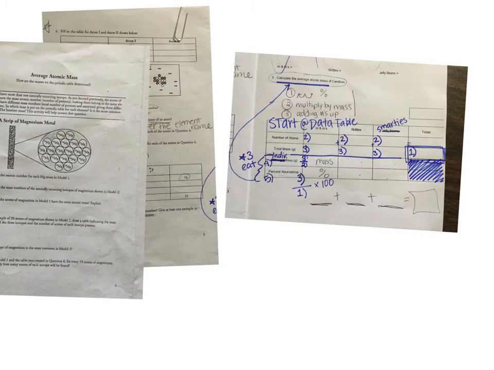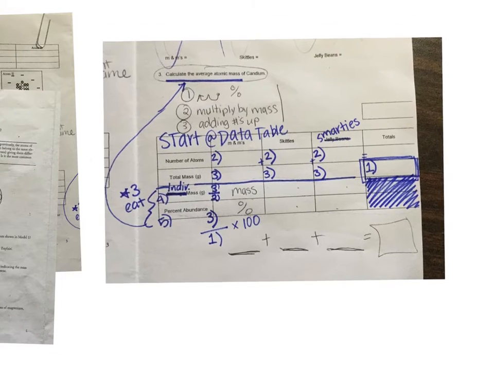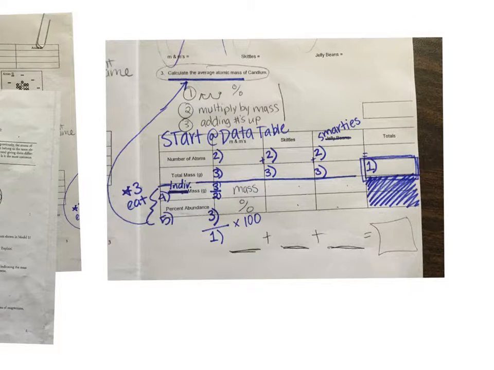To start us off, we are looking at our data table. I want to make sure you have all your data there. I made a big deal yesterday telling you that these are your most important boxes on there. Those are what you're going to be using to calculate your average atomic mass. I'm going to come around and check all the groups to make sure you're good.